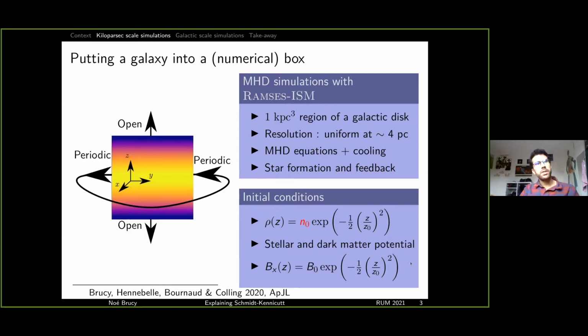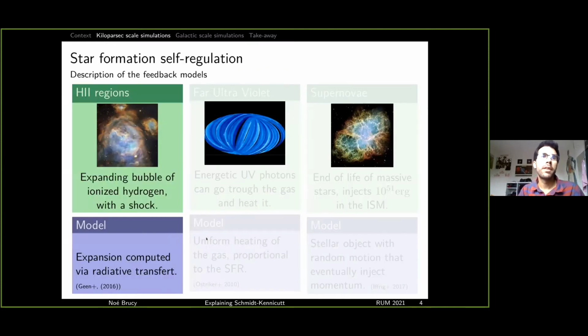The boundary conditions are periodic in the midplane and open in the vertical direction. Feedback is done via photoionization, so we have an HII region around the star particle. It is computed via radiative transfer.